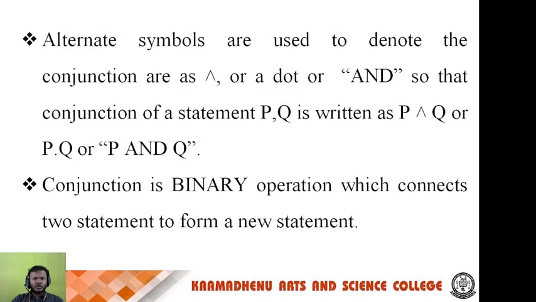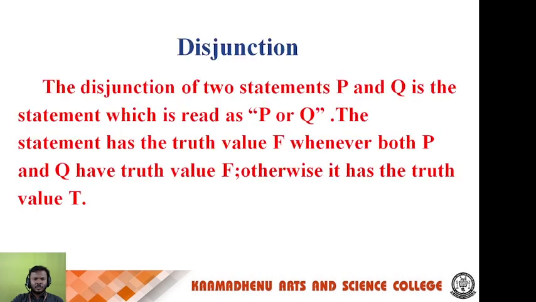Alternate symbols are used to denote the conjunction, such as the and symbol, a dot symbol, or the word and, so that the conjunction of statements P, Q is written as P and Q, or P dot Q, or P and Q. Conjunction is a binary operation which connects two statements to form a new statement.